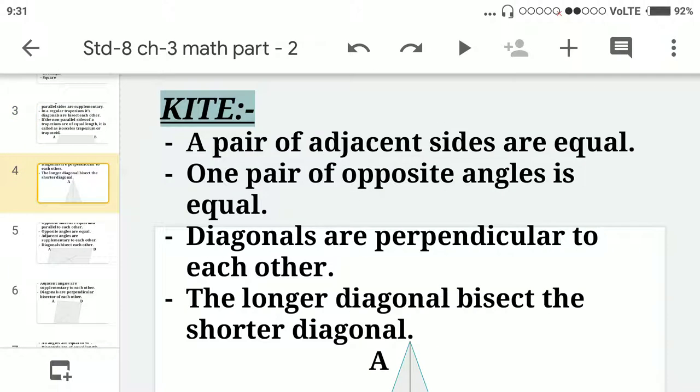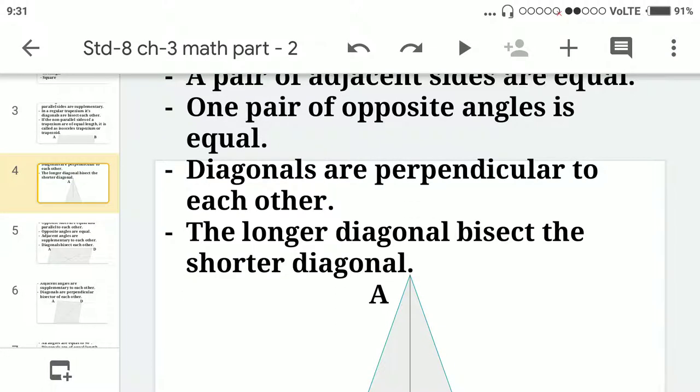Now move to your kite. So kite means what? A pair of adjacent sides are equal. So the minimum requirement is what? A pair of adjacent sides must be equal. Adjacent means what? Nearby sides, or we can say two sides having a common vertex.